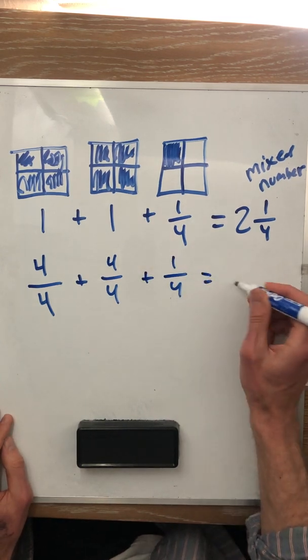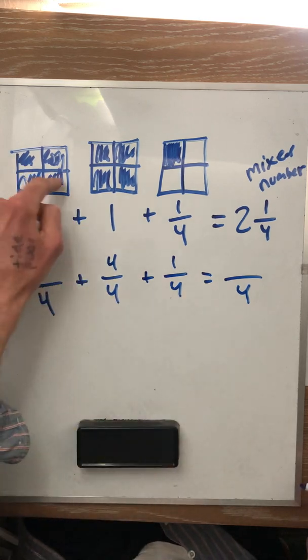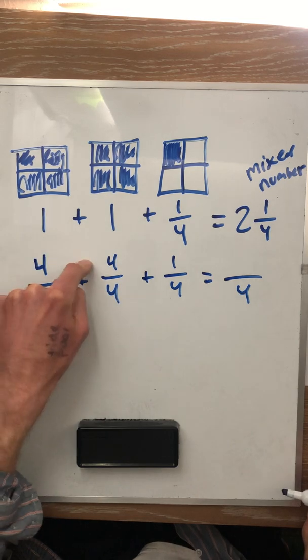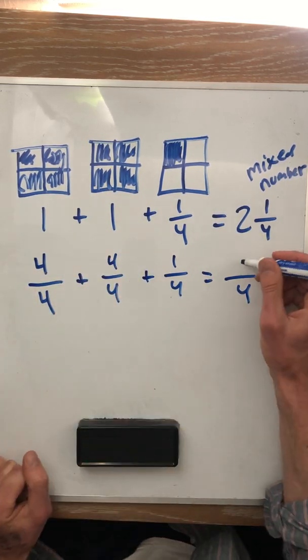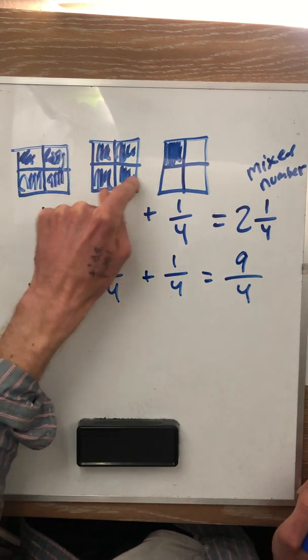So how many fourths do I have? I know it's going to be in fourths, right? Because we're talking about fourths. Say they're all cut up in fourths. But how many fourths? Well, 4 over here, 4 over here, and 1 over here. 4 plus 4 is 8, plus 1 is 9. 9/4. And let's see if that's right. 1, 2, 3, 4, 5, 6, 7, 8, 9.